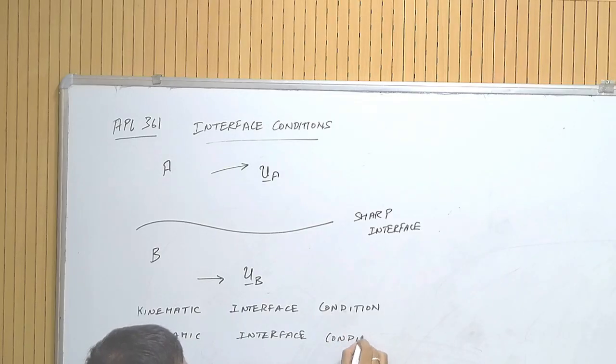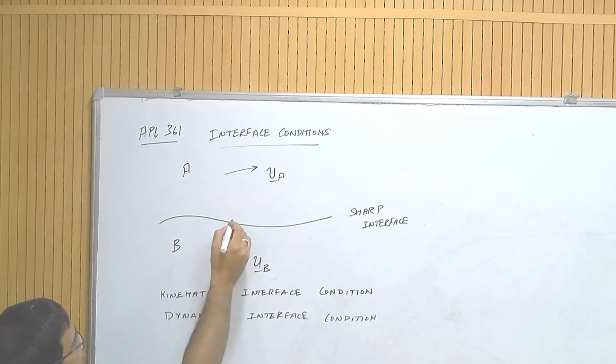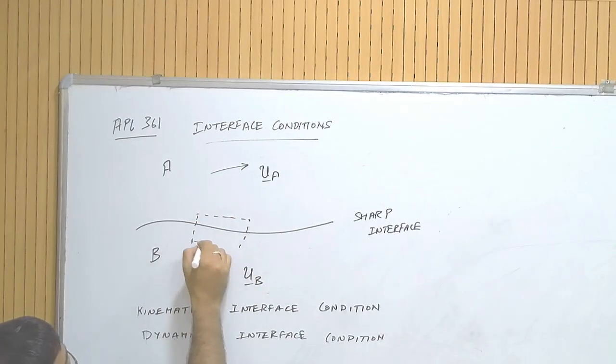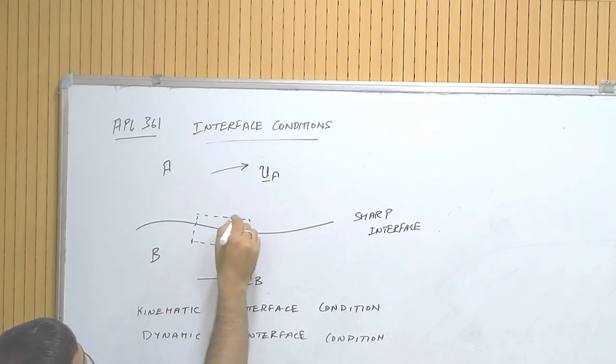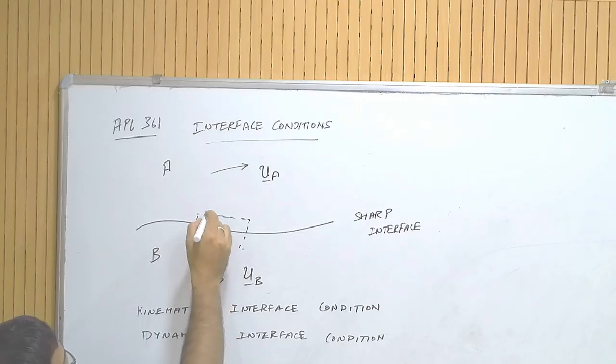As some of you might have guessed, when we say kinematic interface condition, we are interested in looking at how the velocities behave at the interface. When we say dynamic interface condition, we are interested in looking at how the stresses might behave at the interface. Okay. Now, to look at these, let us first consider a control volume. So, this is your control volume. Okay, I made it with dashed boundaries.